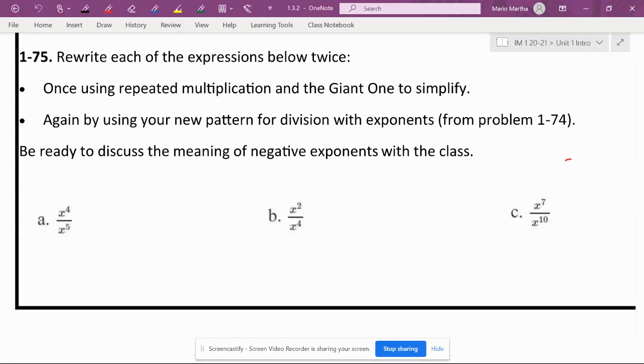So welcome back, topic 1.32. This will be part two. So now problem 175: rewrite each of the expressions below twice, once using repeated multiplication and the giant one to simplify, and again by using your new pattern for division with exponents from the previous problem, and then we'll see what goes on.